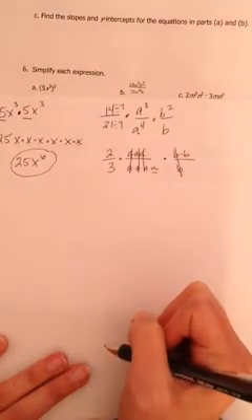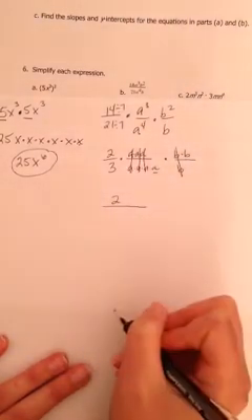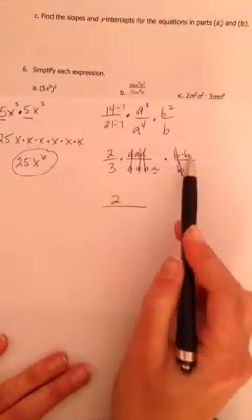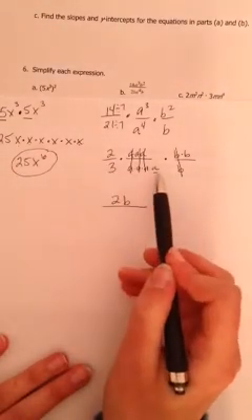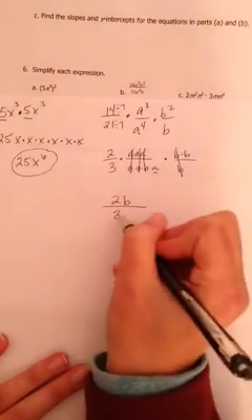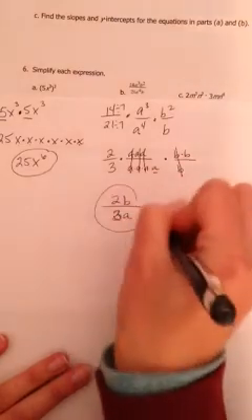So I'm going to smush everything that's left over and not crossed out together into one fraction. So I have a 2 and I have a B on the top left over, so I'm going to put 2B on the top. I have a 3 and an A left over on the bottom, so 3A. And that'll be my answer for part B.